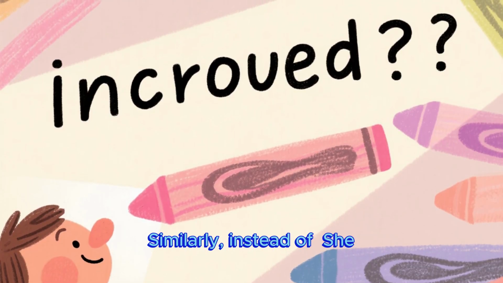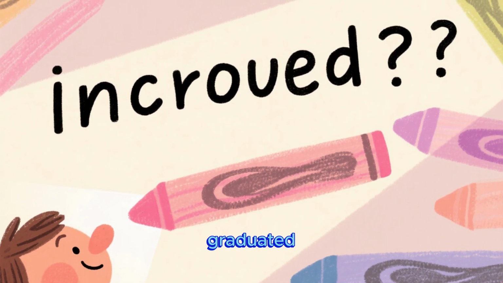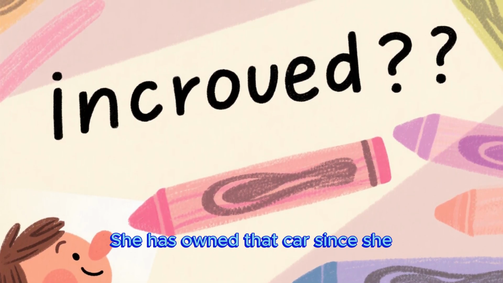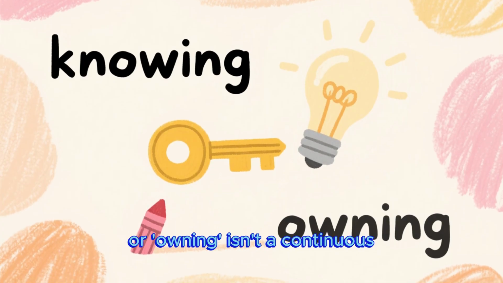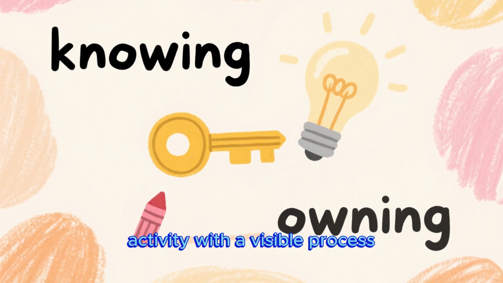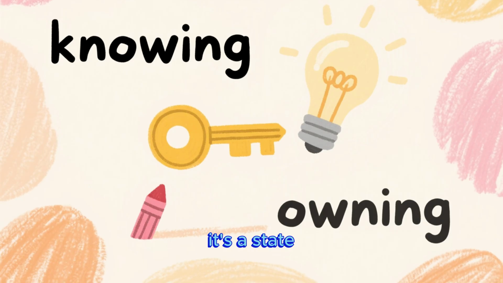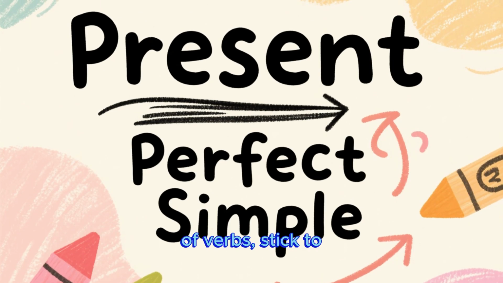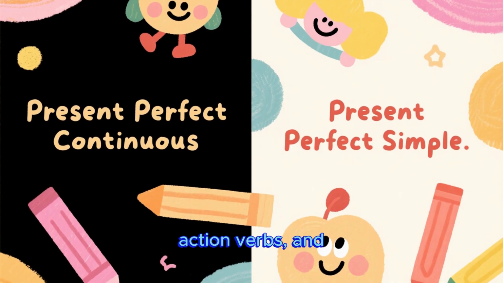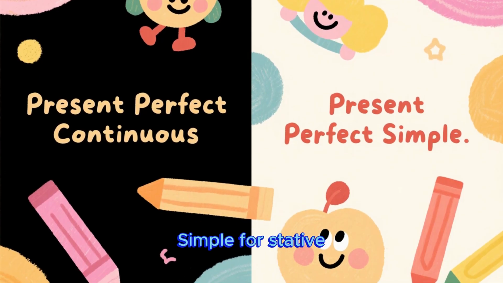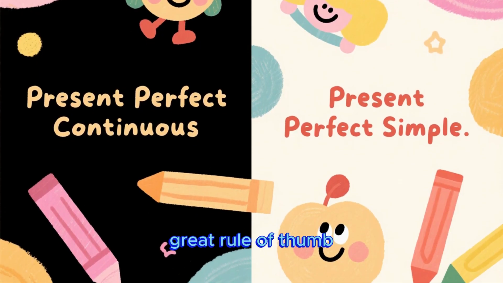"I have known him for years." Similarly, instead of, "She has been owning that car since she graduated," you'd say, "She has owned that car since she graduated." The action of knowing or owning isn't a continuous activity with a visible process, it's a state. So for these kinds of verbs, stick to the present perfect simple. So present perfect continuous for action verbs and present perfect simple for stative verbs. That's a great rule of thumb.